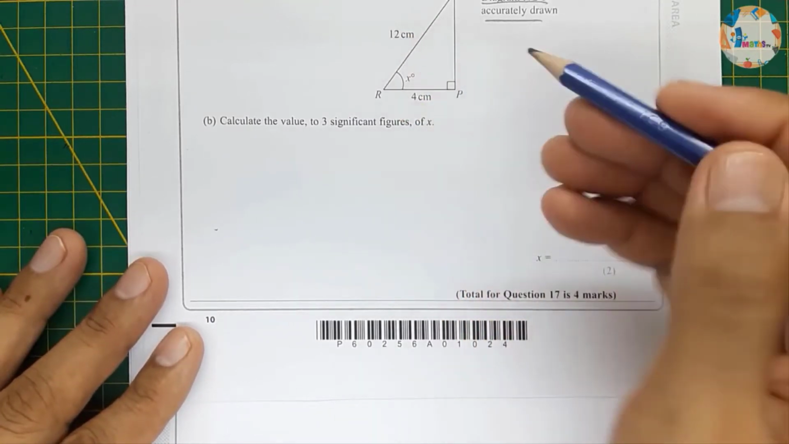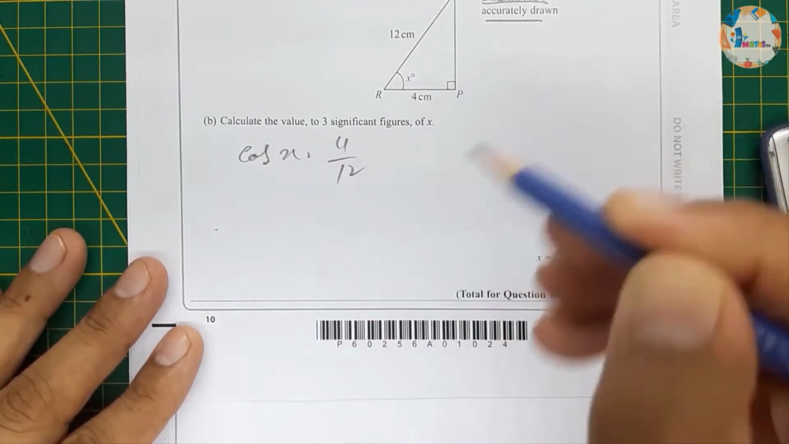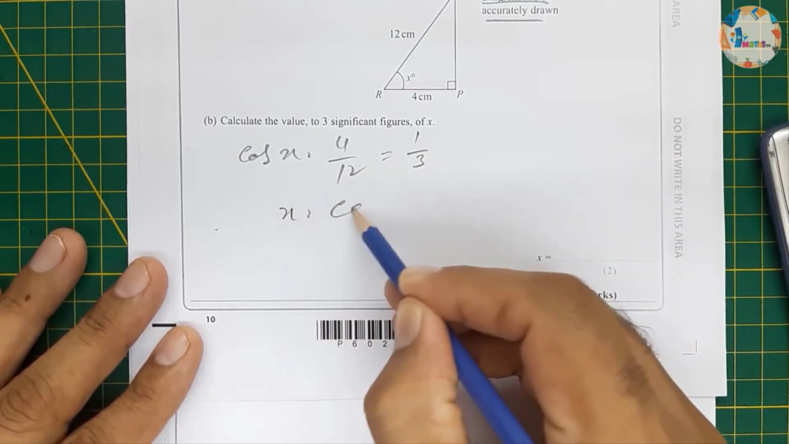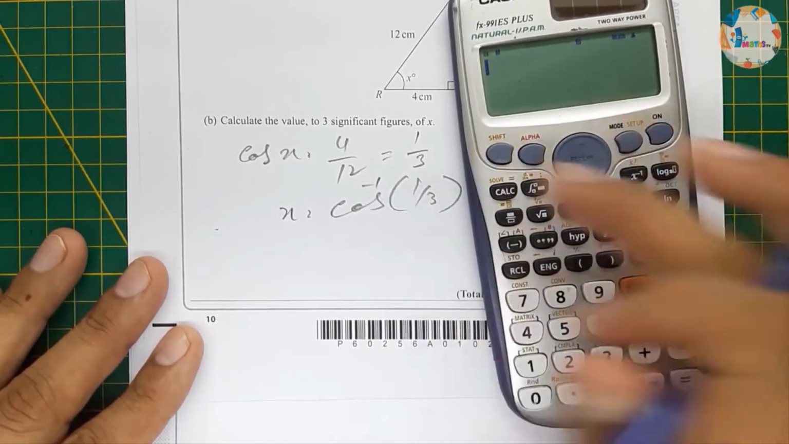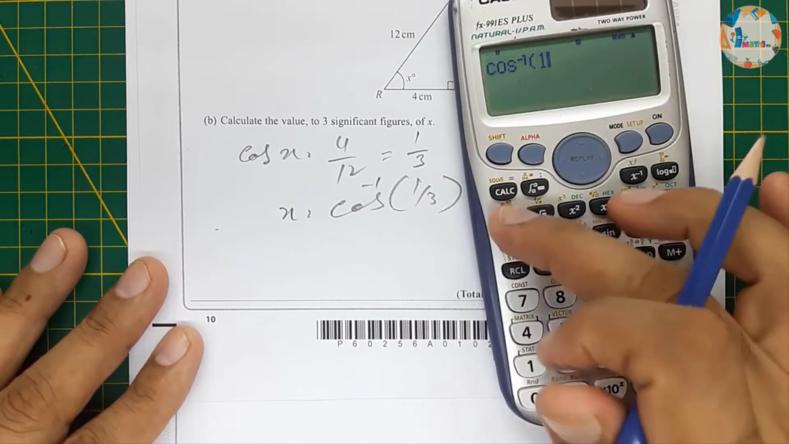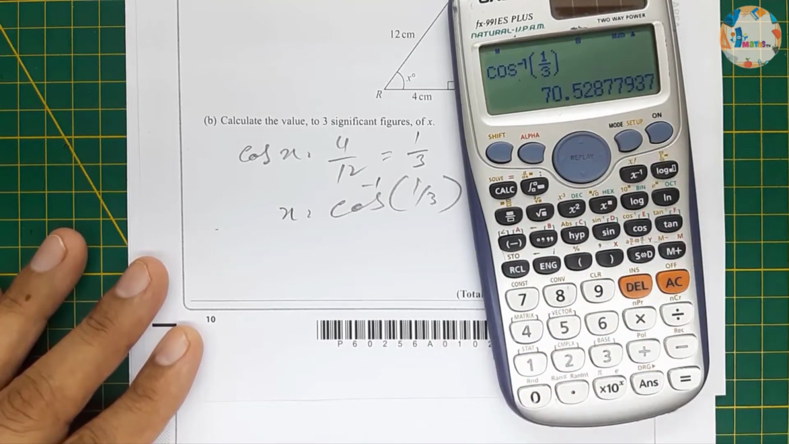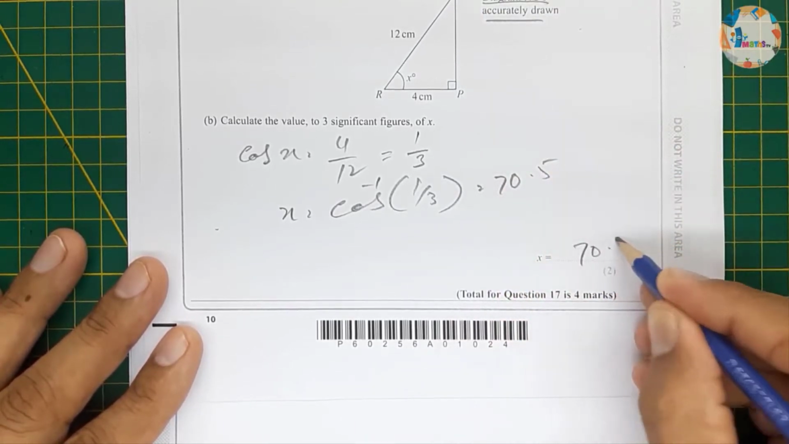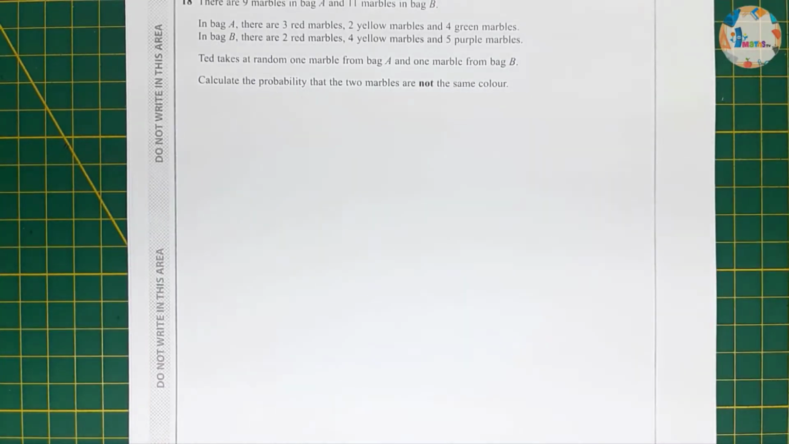So sine and cos. It will be cos of x is equal to 4 over 12, which is equal to 1 by 3. So x will be equal to cos inverse of 1 over 3. So this will be equal to inverse cos 1 over 3, and this will be equal to 70.5. So 70.5 will be our answer.